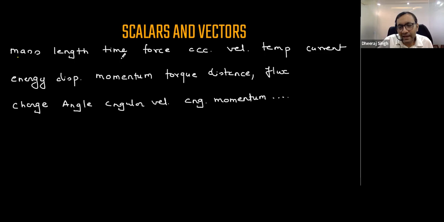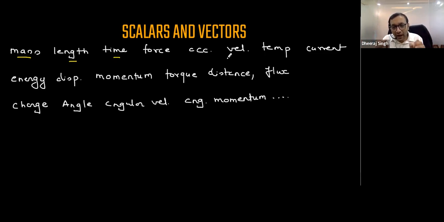If you just tell a number, that is sufficient. Let's say mass, length, time. If I tell you the time is 2 seconds, that is good enough. Entire information is conveyed. The mass is 5 kg. Sufficient. Nothing else you have to tell. But if I tell you velocity is 5 meters per second, is that sufficient information? What do you think?